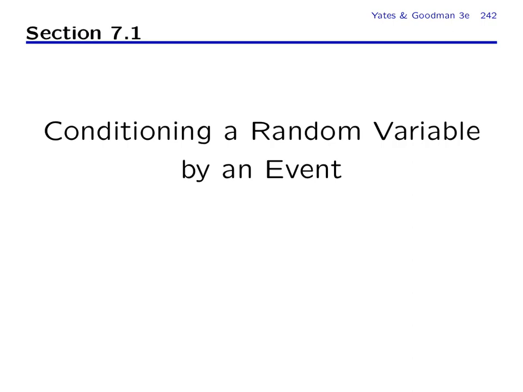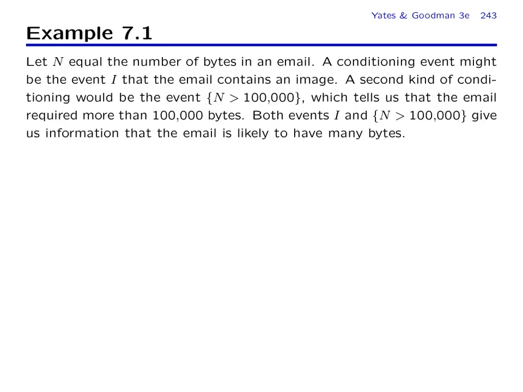We start by examining how a random variable has its PMF or PDF altered by learning that some conditioning event has occurred. For example, you could have N be the number of bytes in an email, and a conditioning event might be the event I that the email has an image. On the other hand, we might simply learn that the email is big, that it has more than 100,000 bytes. Both of the events I, or the event that the file size is more than 100,000 bytes, tell us that the email is big.